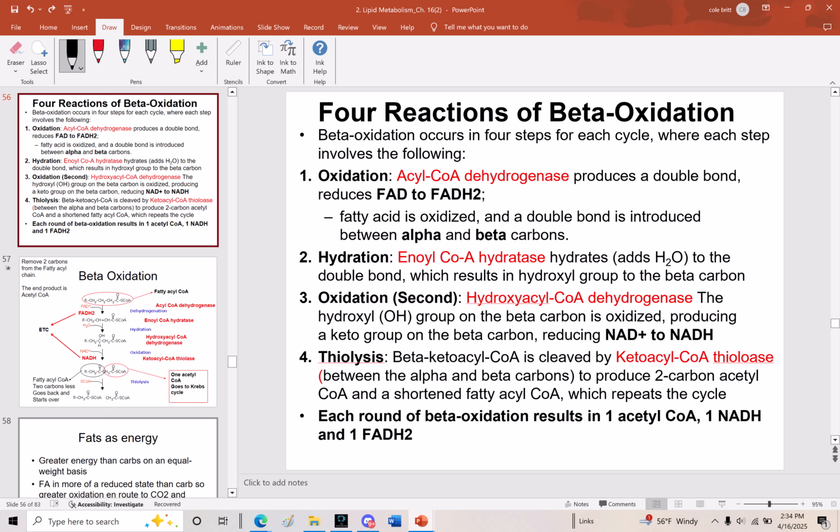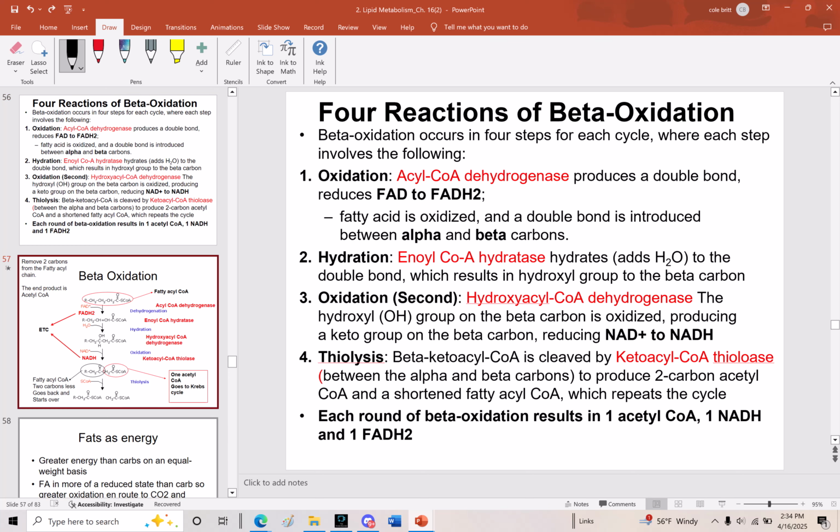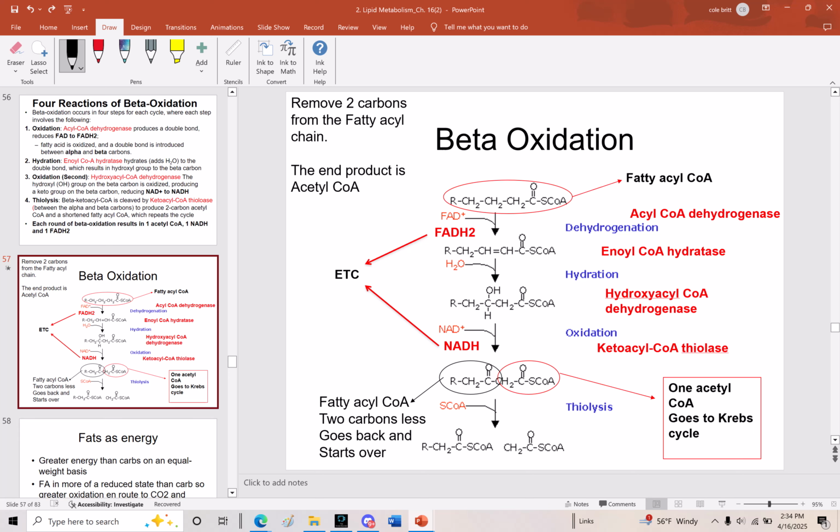The second step, and by the way, these are a little off-centered. Second step is here. The second step is where we add water, and we basically are going to convert this to a hydroxyl group. So it's going to go from a double bond to a hydroxyl group. And then the third step, so that was step 1, step 2, the third step is here, and another dehydrogenase, and we're gonna make another NADH.